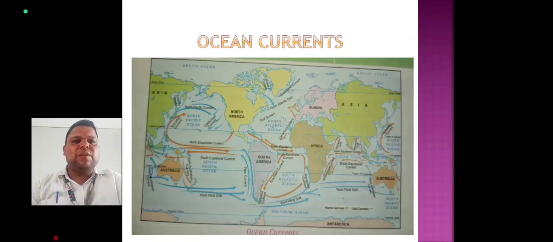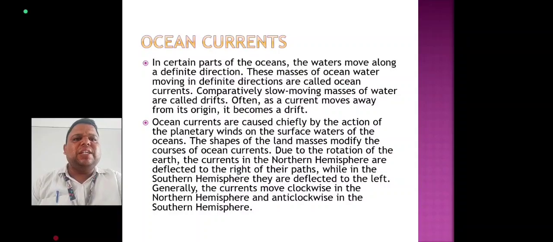Now this diagram shows the ocean currents in the northern hemisphere and the southern hemisphere, where the ocean current is flowing. Now, ocean currents: in certain parts of the ocean, the water moves along a definite direction. The masses of ocean water moving in a definite direction are called ocean currents.